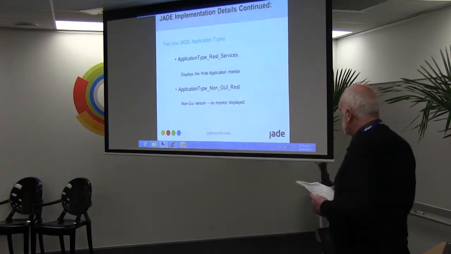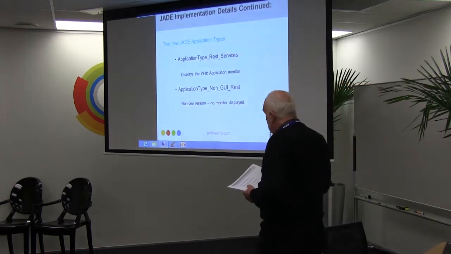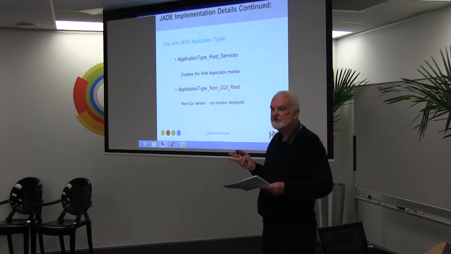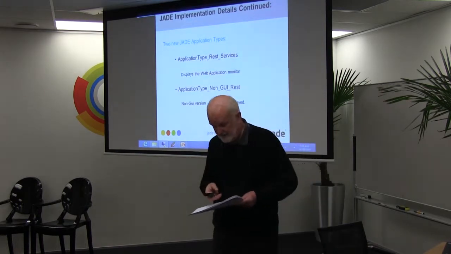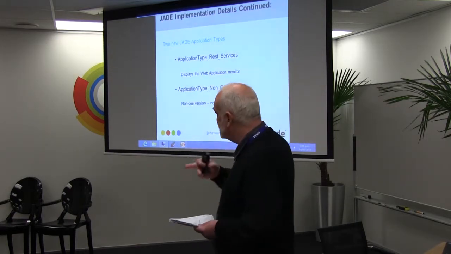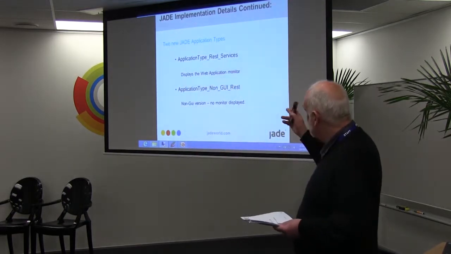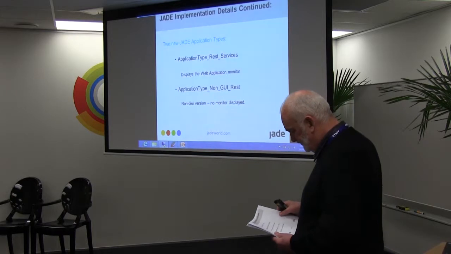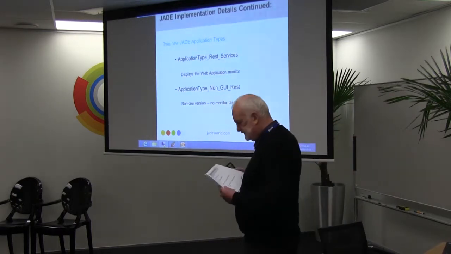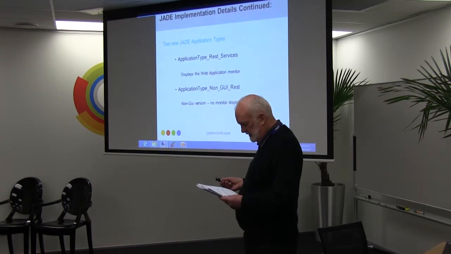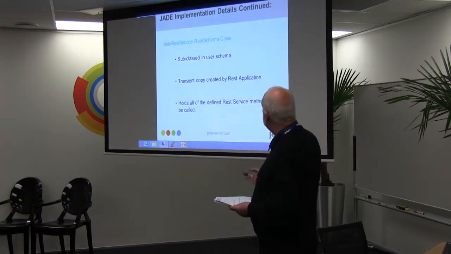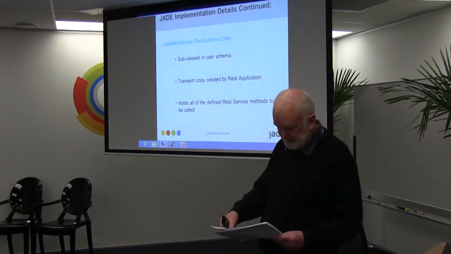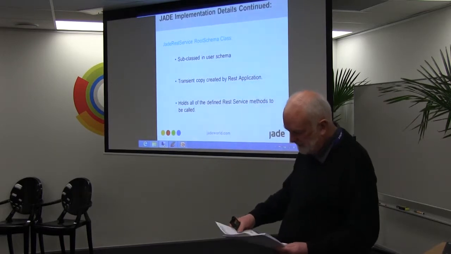There are two different application types, similar to web services. One displays the web application monitor, the little window that comes up that you can use to investigate and see how many requests have come through and show each request appearing and all that stuff. And the non-GUI version, which runs as a non-GUI app in the background. Yeah, well, I've got ahead of myself. I've already said all that. We subclass the Jade REST service. We create a transient copy, and that class holds all the methods that we're going to call.